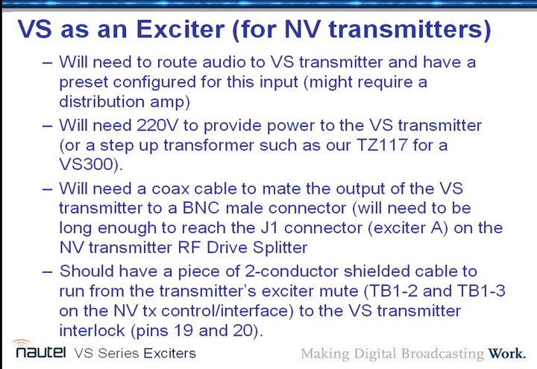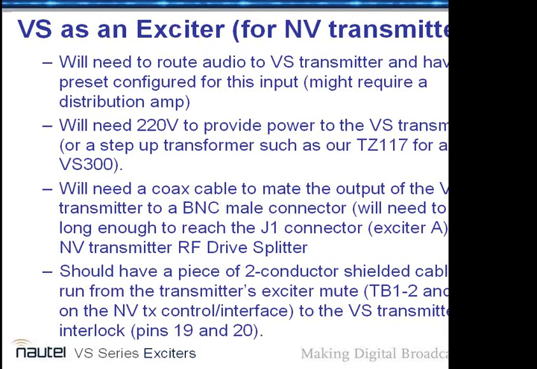The power supply will have to be correct for the AC source to the VS transmitter because you will either need a step-up transformer or 220 volts, whereas your original exciter may have been 110. And then you just need a coax cable to connect it and wire up the muting. That's pretty much all there is for that.